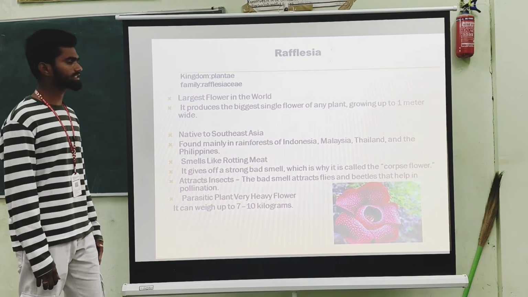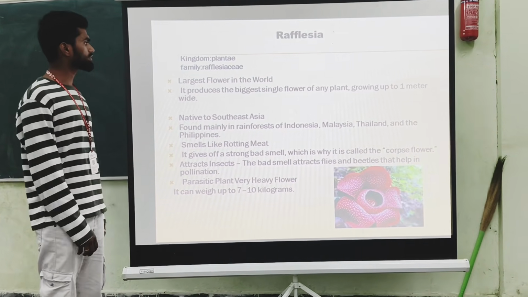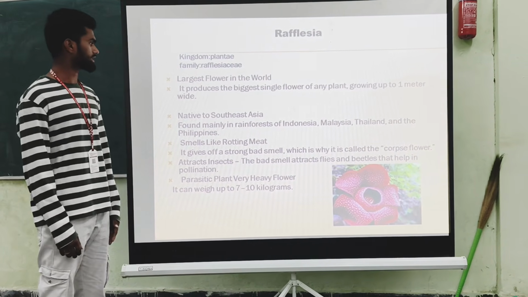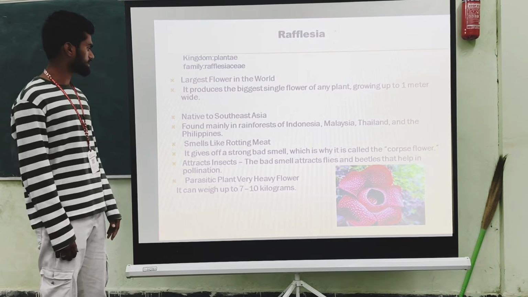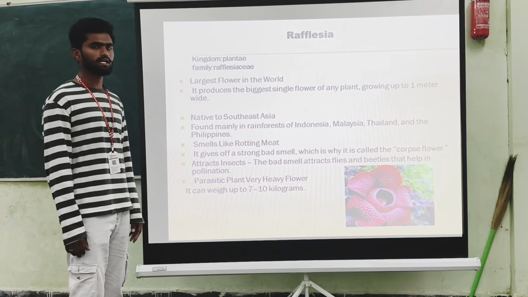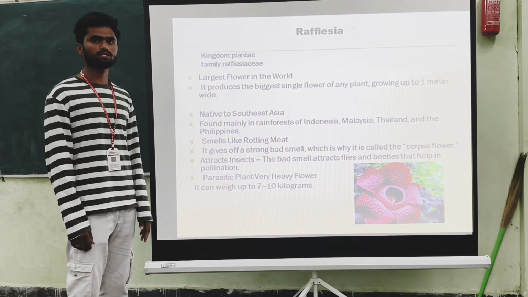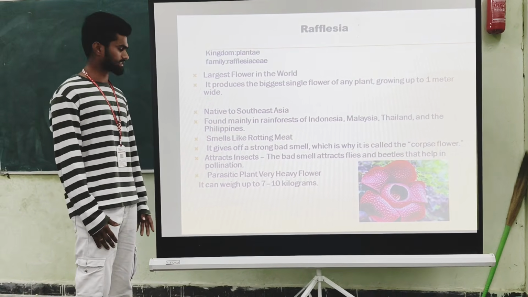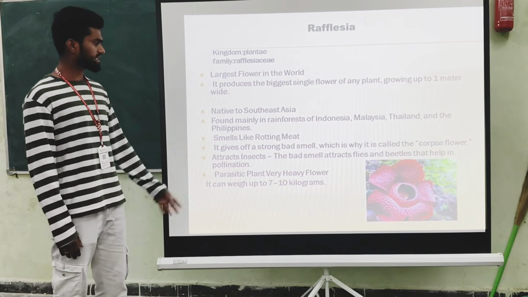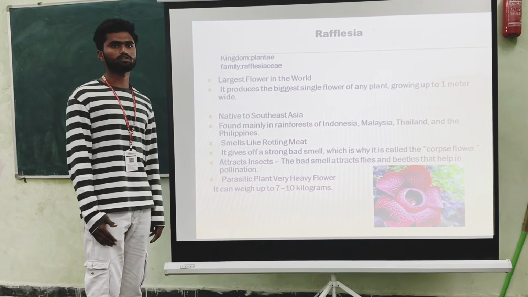Rafflesia. It belongs to the kingdom Plantae, family Rafflesiaceae, the largest flower in the world. It produces the biggest single flower of any plant. Native places Southeast Asia, found mainly in the rainforests of Indonesia, Malaysia, Thailand, and the Philippines. It smells like rotting meat, giving off a strong bad smell to attract insects. It is a parasitic plant with a very heavy flower, weighing 7 to 10 kilograms. The next part will be continued by this.